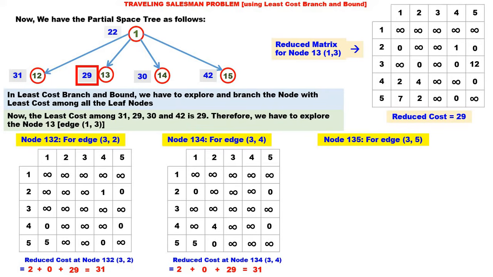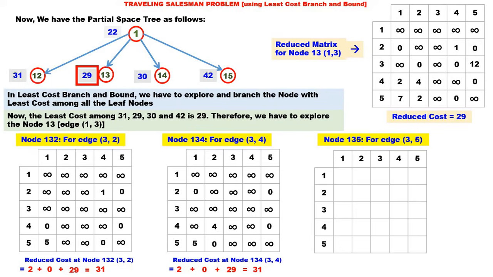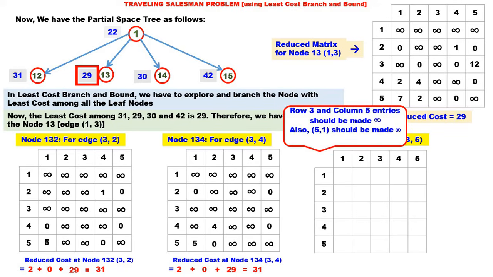That is for edge 3 comma 5. And edge 3 comma 5, row 3 and column 5 entry should be made infinity. 5 comma 1 should be made infinity. Yes. Row 3 infinity, column 5 infinity, and 5 comma 1 infinity, and all the remaining values you copy from the reduced matrix for node 1 3.